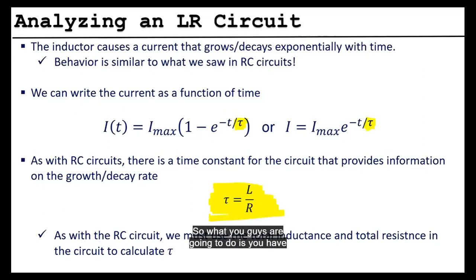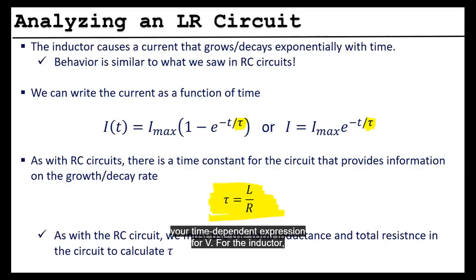So what you guys are going to do is you have expressions for the current as a function of time in each of these states. So if I want to find the resistor voltage, if I know the current, Ohm's law is a straightforward way to get it. It's a simple calculation, so you don't have to do anything fancy. So you're just going to say V equals IR. What's your expression for I? That will give you your time-dependent expression for V.